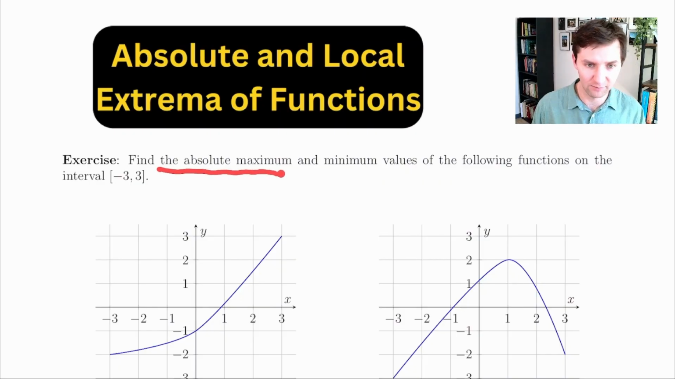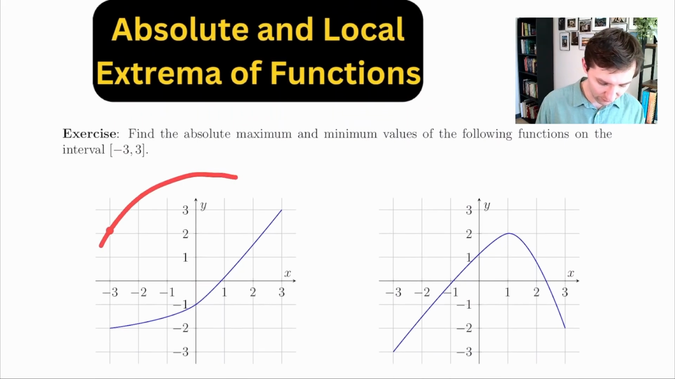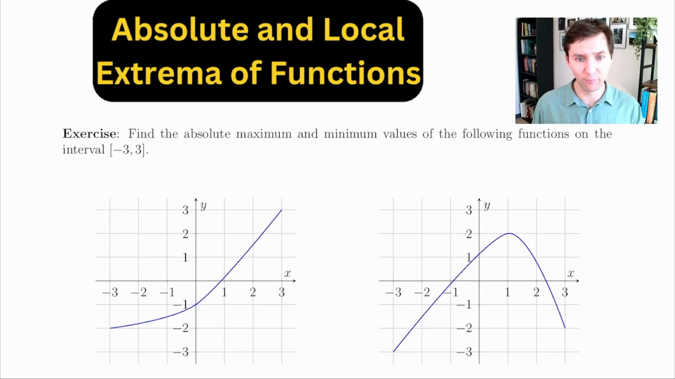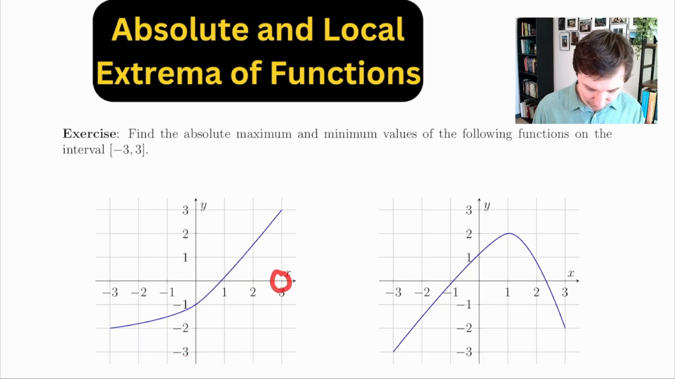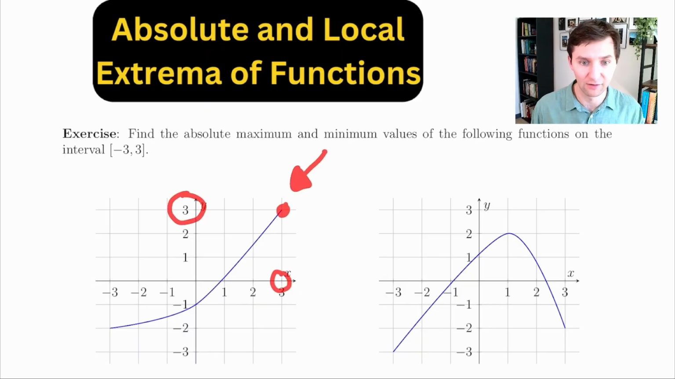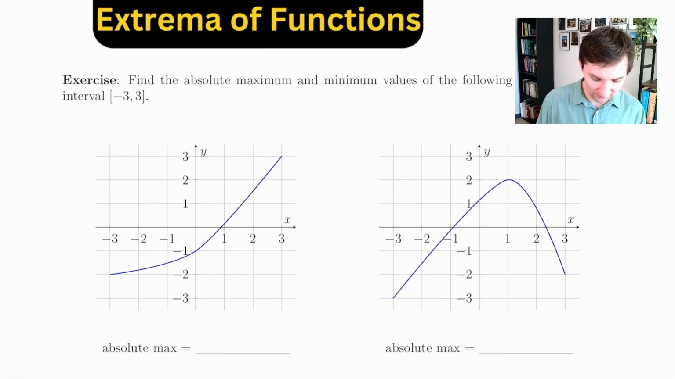The absolute maximum of a function is the largest value the function takes. To find it, look at the graph of the function and find the point on the graph that is the highest. I believe in the first example, the point at x equal to 3 is the highest. The value of the function at x equal to 3 is 3. The y-coordinate of that point is 3, which means that the absolute maximum of this function is 3.